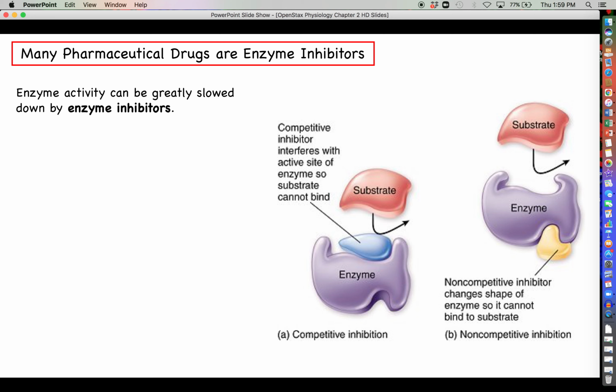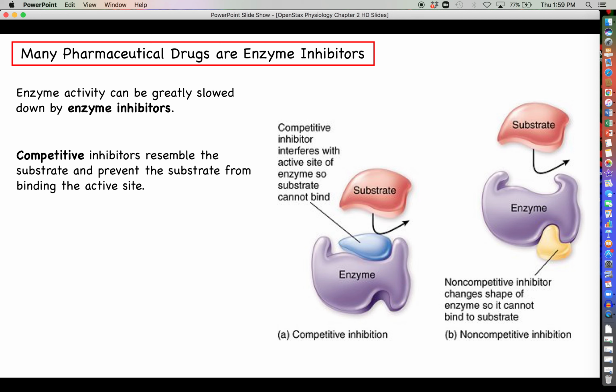Enzyme activity can actually, from external forces, greatly be slowed down by a group of chemicals called enzyme inhibitors. There are two major types of inhibitors we're going to talk about here. Competitive inhibitors are molecules that very much resemble the substrate and can engage the active site, but they're structured in such a way that the enzyme can't catalyze the reaction. So basically, when the competitive inhibitor is there, the substrate can't get in there and the enzyme can't do its job. So that will slow the enzyme down because you're basically causing it to be busy with something that is totally non-productive.